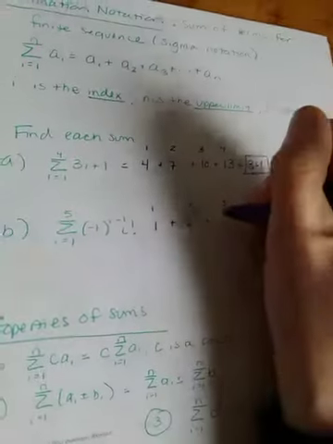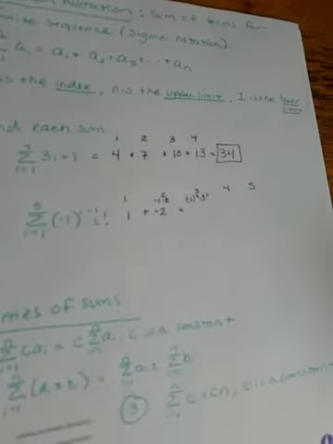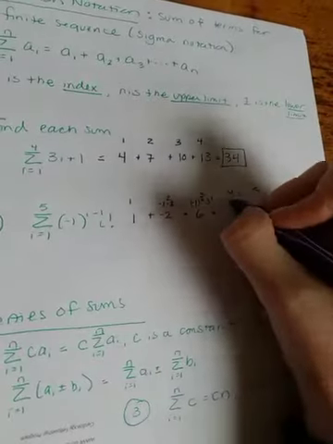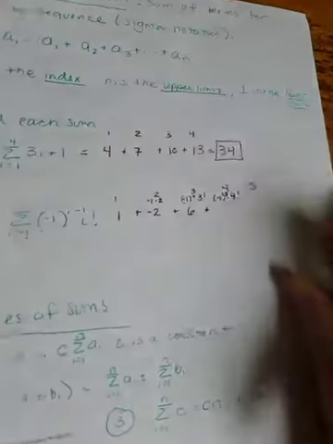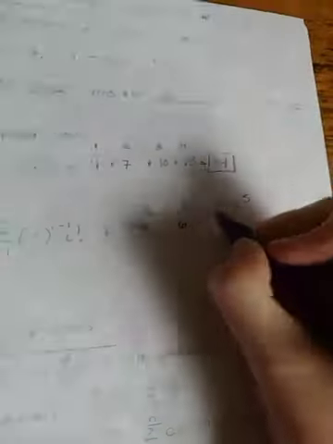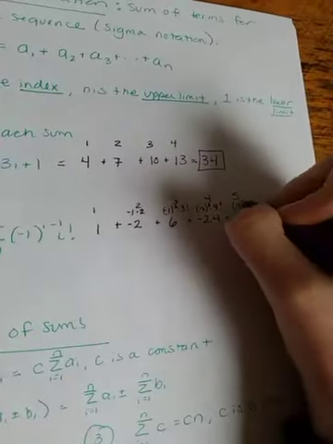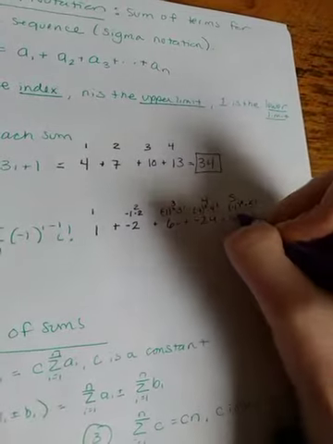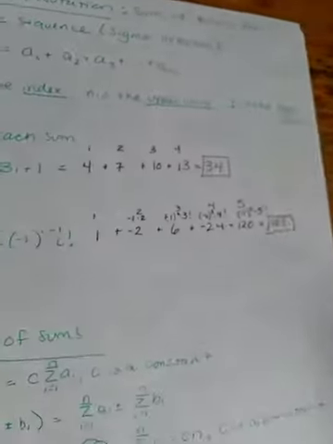My third term is going to be negative 1 to the second times 3 factorial, and 3 factorial is 6 times a positive 1, so that's 6. The fourth term is negative 1 to the power of 3 times 4 factorial. 4 factorial is 24 times negative 1, so that's negative 24. The fifth term will be negative 1 to the fourth, which will be positive 1, times 5 factorial. 5 factorial is 120 times 1, which is 120. You're going to add that all together, and your answer is 101.